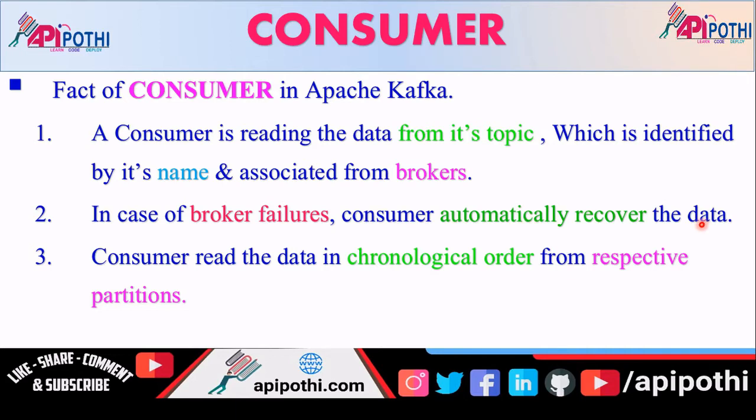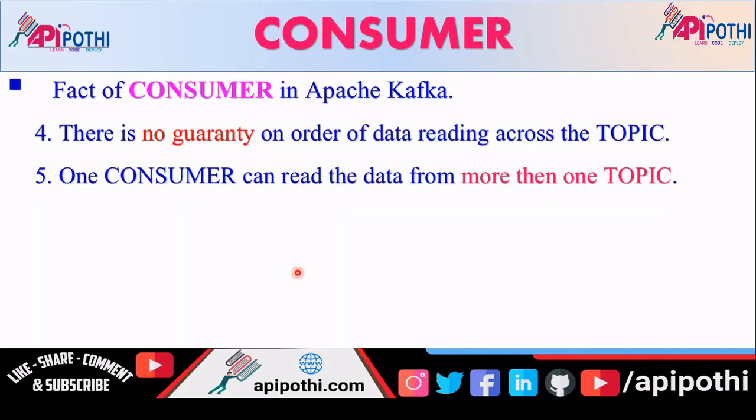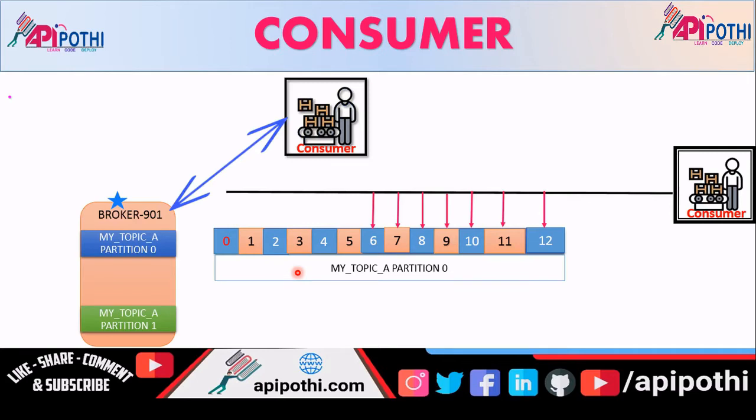Now the third thing is that the consumer reads the data in chronological order from the respective partition. So suppose I am reading the data from the topic, and the topic comes under the broker, and the broker has many partitions also. Suppose this is the consumer which is reading the data from my topic A partition 0, and we already know that each partition has an offset value.